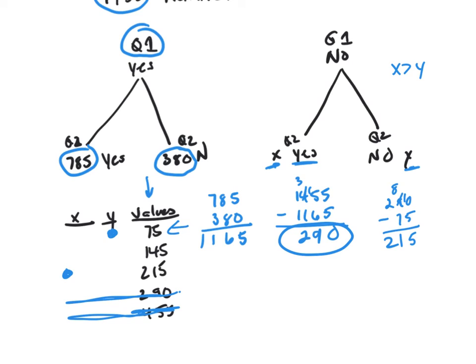Okay, 145. If you do 290 minus 145, you get 145 for each. And we know that X is greater than Y. So X is 215 and Y is 75.